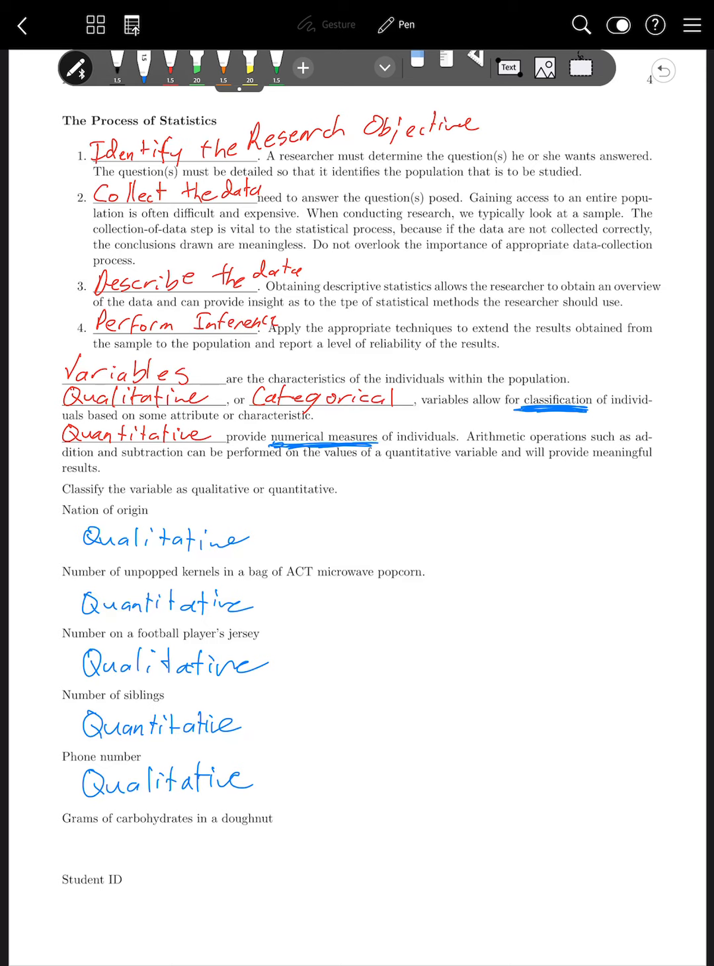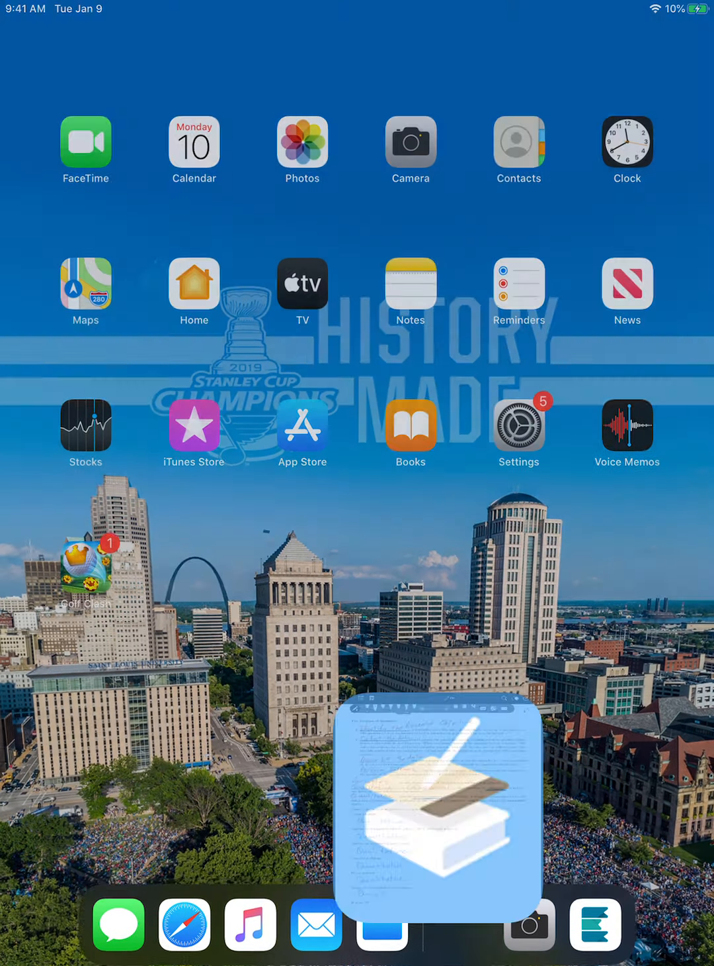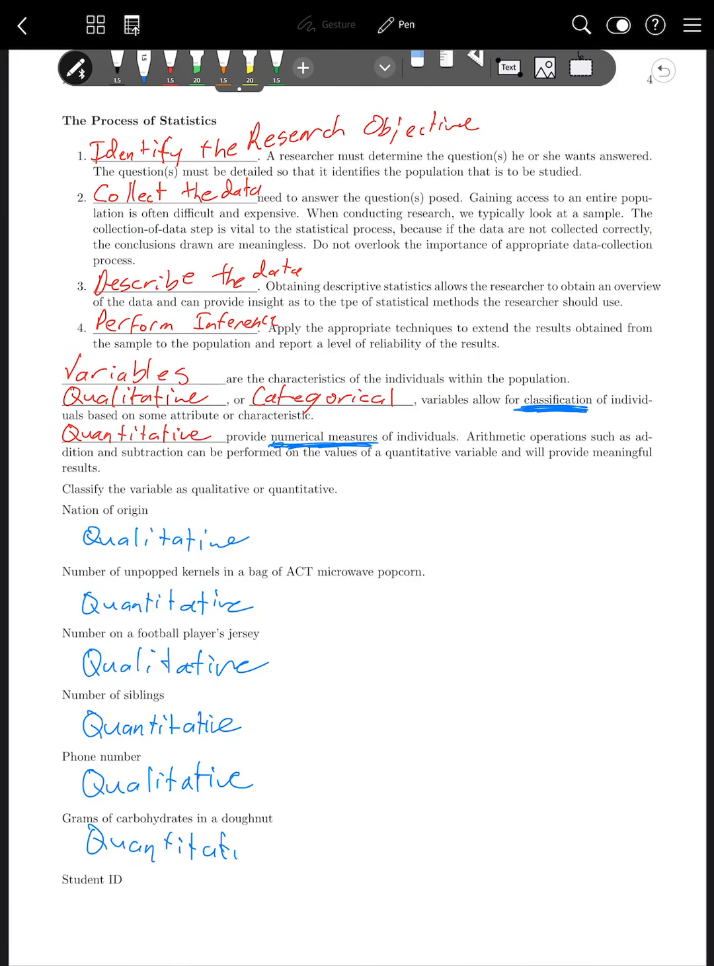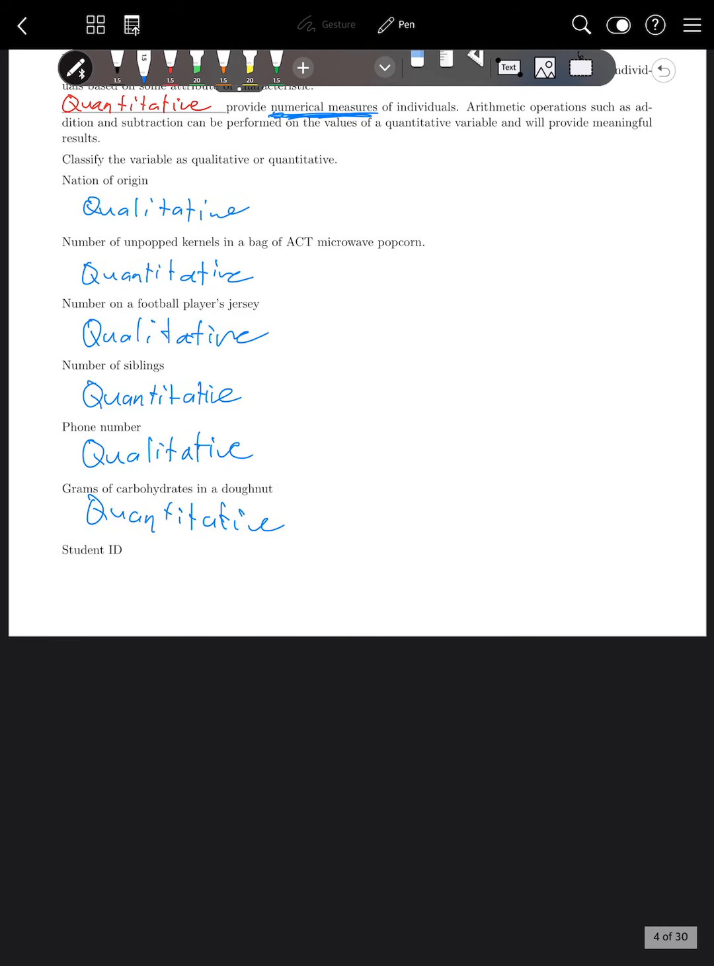Grams of carbohydrates in a donut. Once again, we're measuring something, so that's quantitative. And then the last one, student ID, I kind of just mentioned. That's labeling you, so that's classifying you, so that's qualitative.